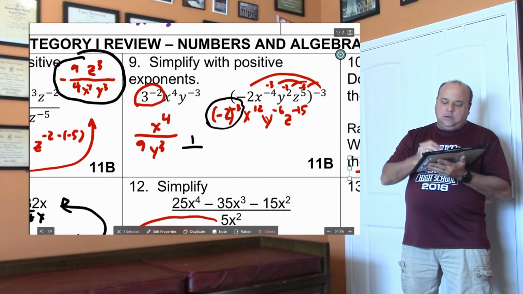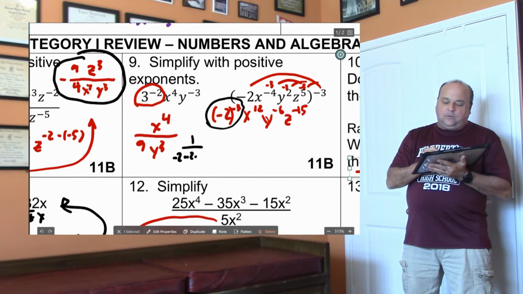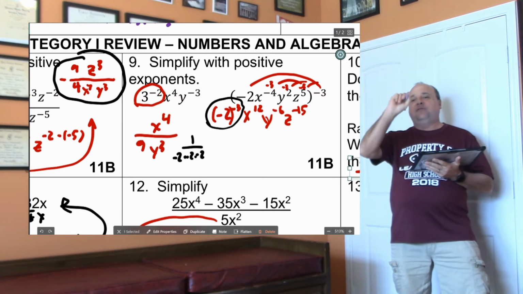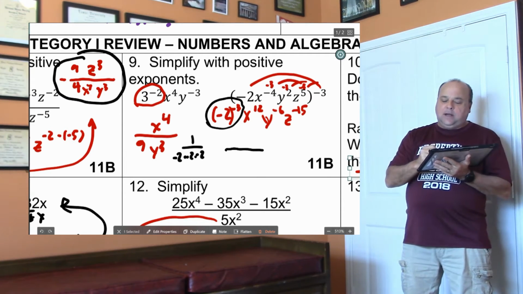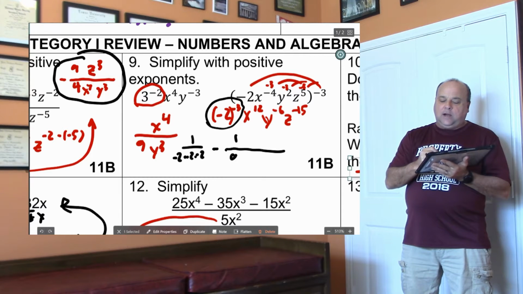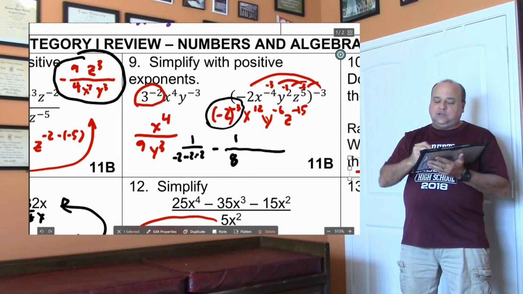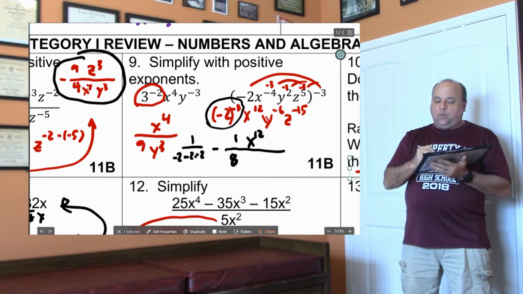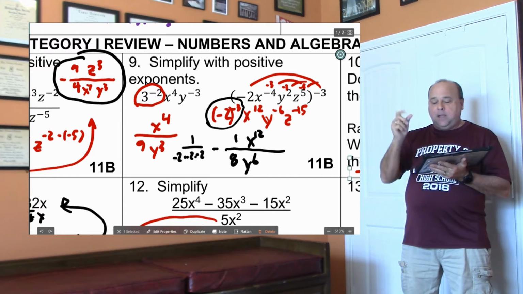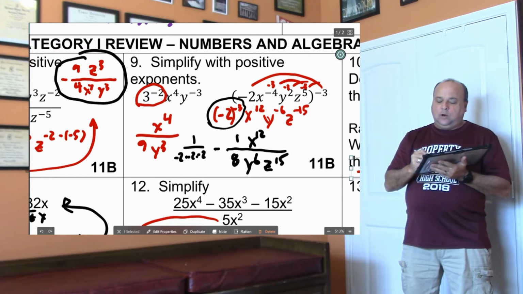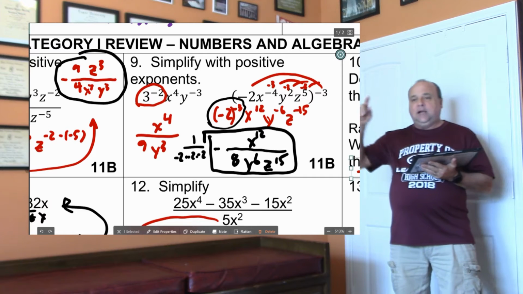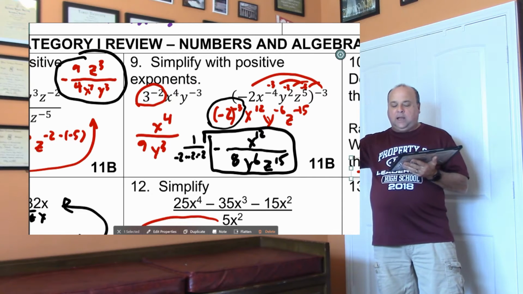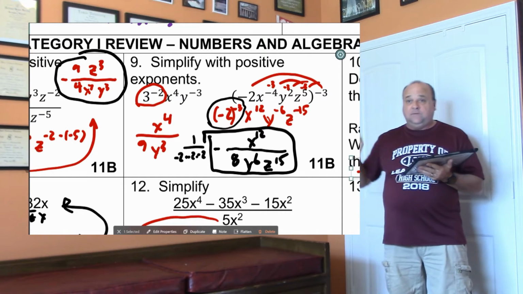Jiminy crickets. The negative would be counted 3 times. So you would have 3 -2's on the bottom. That's going to be a negative in it. So my number is going to be -1/8. And then my x to the 12 will stay at the top, my y to the 6 will go to the bottom, and my z to the 15th will go to the bottom. Take out the 1, and this right here would be my answer. So negative x to the 12th all over 8y to the 6, z to the 15th.